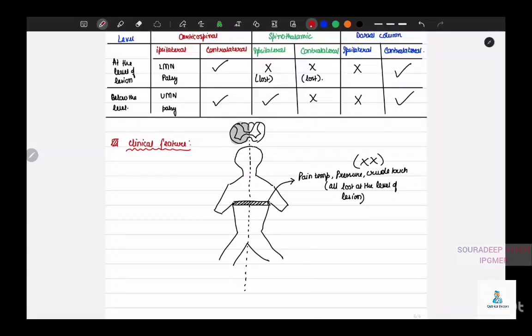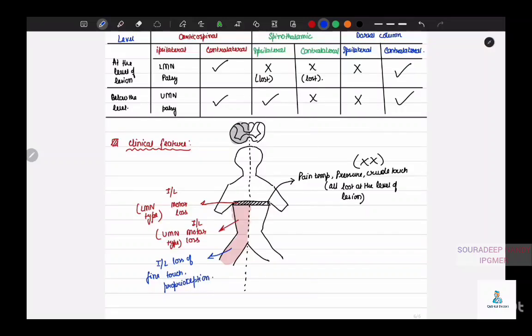So there will be contralateral hemianesthesia, and there will be ipsilateral upper motor neuron palsy below the lesion, and at the level of lesion there will be motor loss, which is the lower motor neuron type. Contralaterally there will be hemianesthesia, and there will be ipsilateral loss of fine touch and proprioception and joint and vibration sense, and there will be contralateral hemianesthesia.